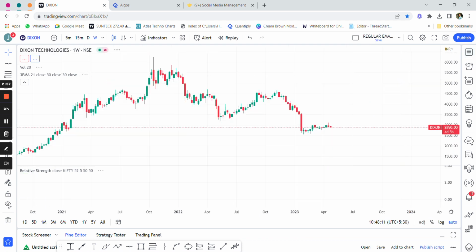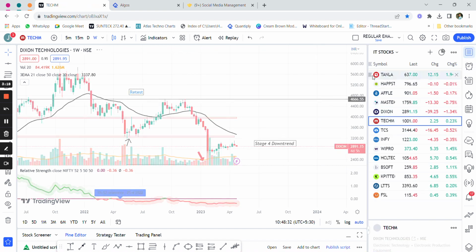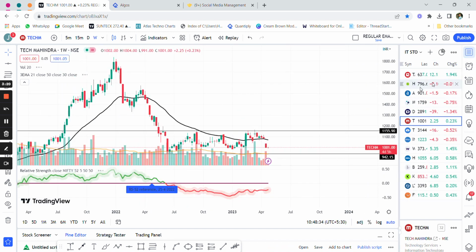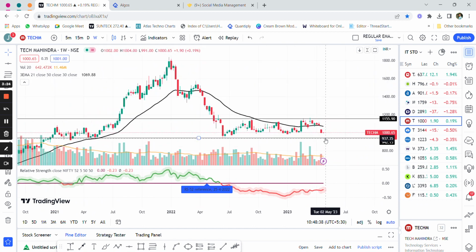Dixon Tech, let us check out the chart of Dixon Tech here. Dixon Tech has a very stiff resistance at around 3200, and the stock is in stage 4 downtrend. Relative strength is negative here, and the breakdown had been on the highest volume bar here. So you can clearly see the stock is in the negative zone. Any kind of rise should be used as a selling opportunity, or as a shorting opportunity in the futures segment here.